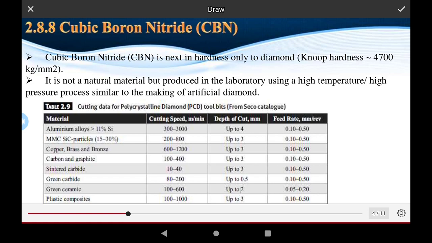Green carbide is also a material, with a given depth of cut and feed rate. For these green ceramic materials, the cutting speed is 100 to 600 meters per minute, the depth of cut is up to 2 mm, and the feed rate is 0.5 to 0. mm per revolution.